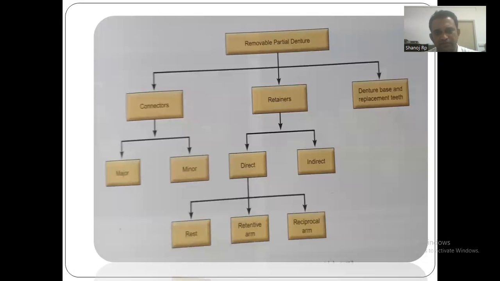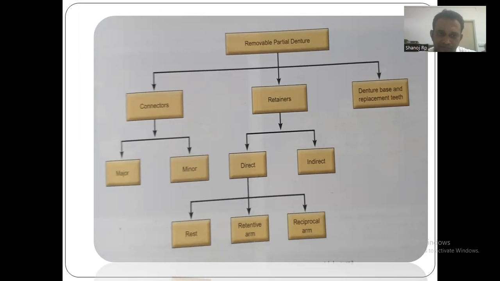Now coming to the components of a cast partial denture, there are basically three components. One is the connector, the retainer, and the denture base. Connectors are again of two types: the major connector and the minor connector. Retainers are again of two types: direct and indirect. Under the direct retainers, we have the rest, retentive arm, and reciprocal arm.